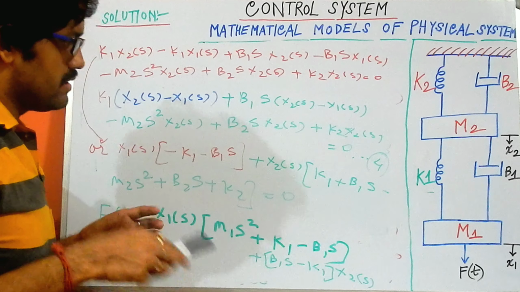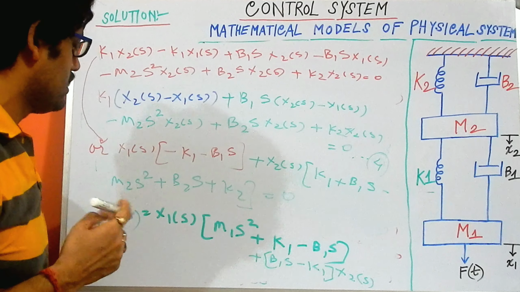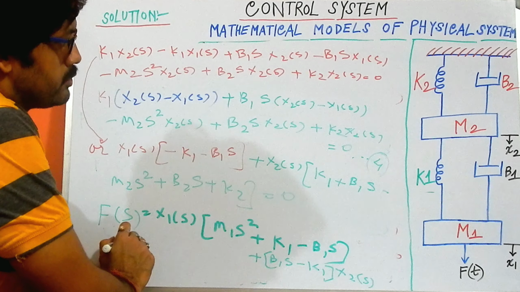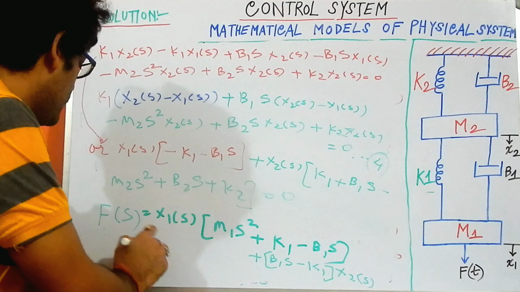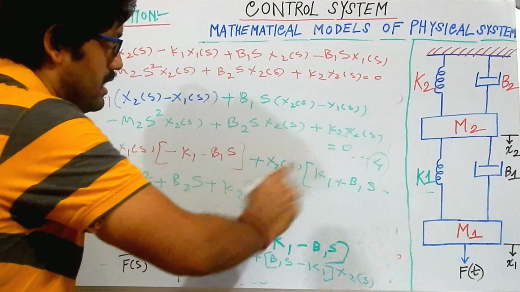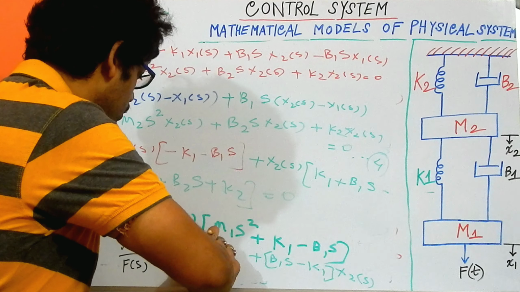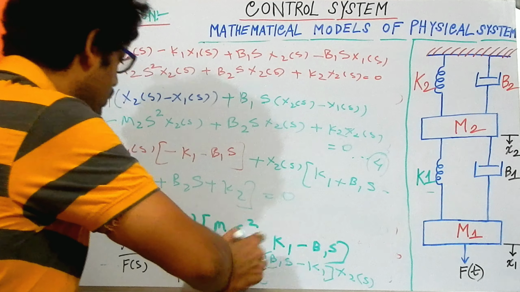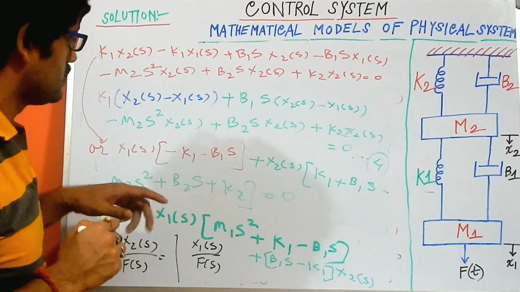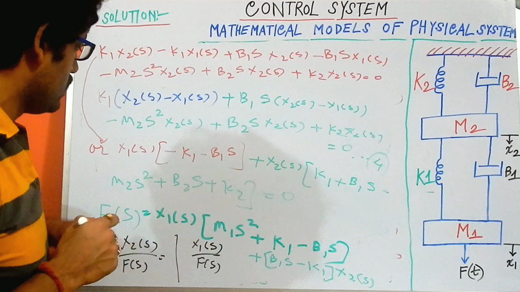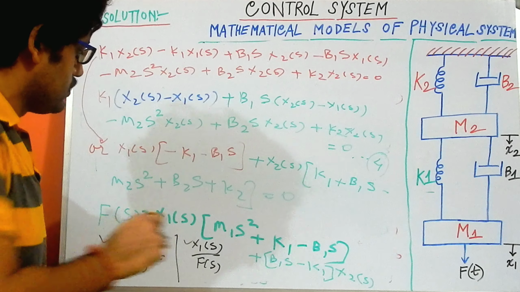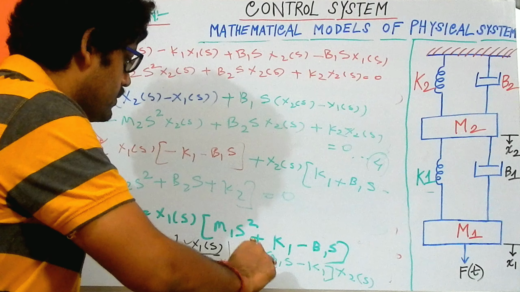So what is the need to common this equation? You may have got the transfer function in the form of output divided by input. So what is the output? The x2(s) divided by F(s), or you can find another form here. If you take x1(s) as your output, then x1(s) by F(s). So these two solutions are our possibility in order to find the transfer function of the system. The solutions are x2(s) divided by F(s) and x1(s) divided by F(s).